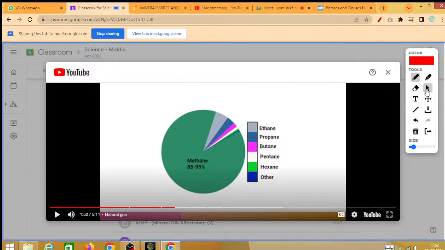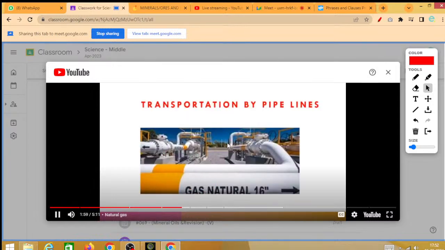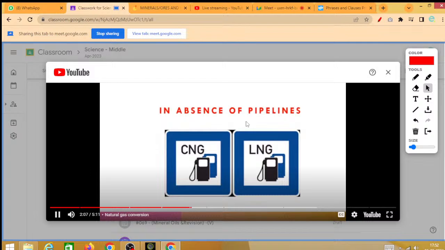Now next. Then normally natural gas is transported with the help of the pipelines. But sometimes, in the absence of a network of pipelines, the natural gas is converted to two forms, either compressed natural gas or liquefied natural gas.